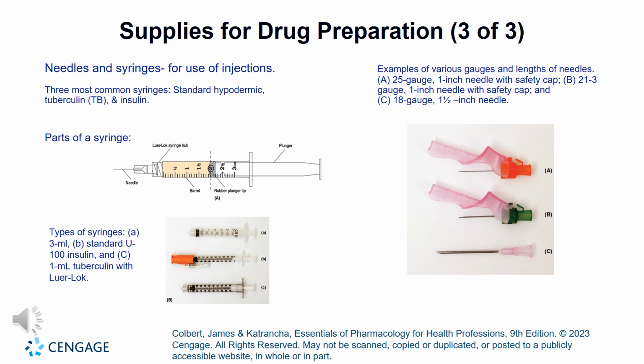Over to your right, you have examples of various gauges and lengths of needles. In picture A, you have a 25 gauge 1-inch needle with safety cap. B shows your 21 gauge 1-inch needle with safety cap, and C shows an 18 gauge 1.5-inch needle. You will determine what size needle you need and type of syringe according to the type of medication and the route that you will give your medications to your patients.